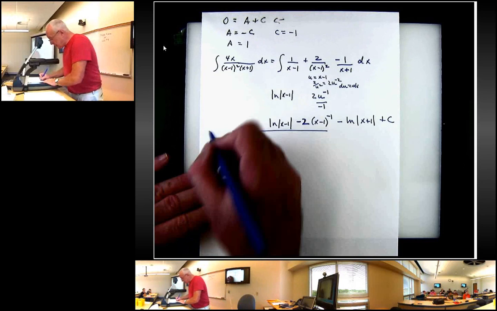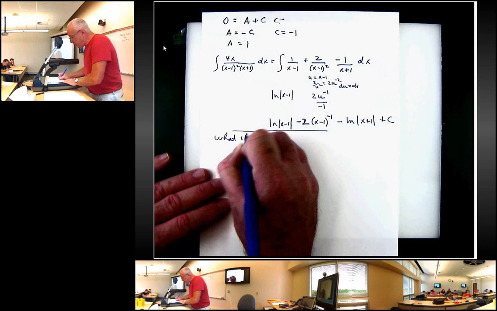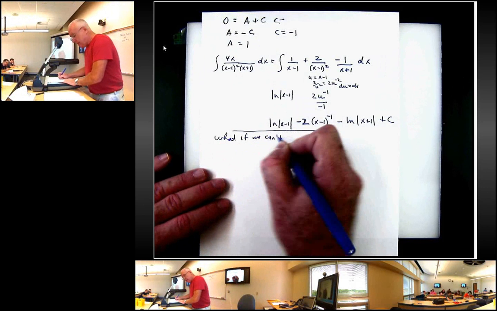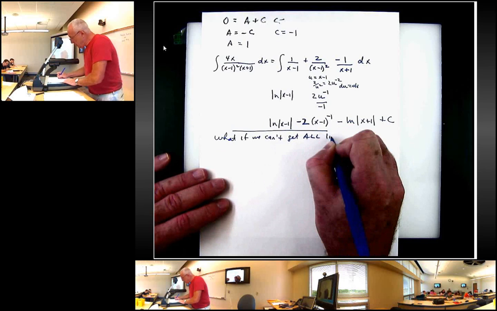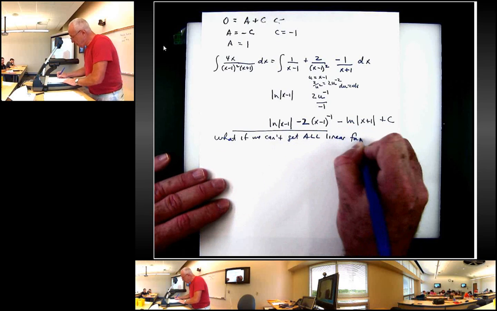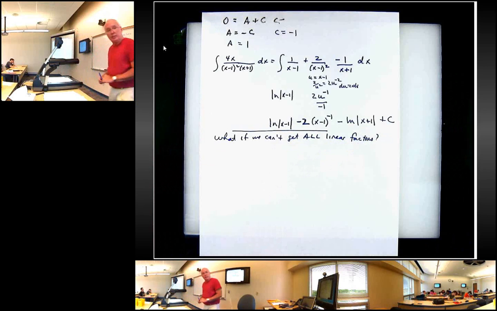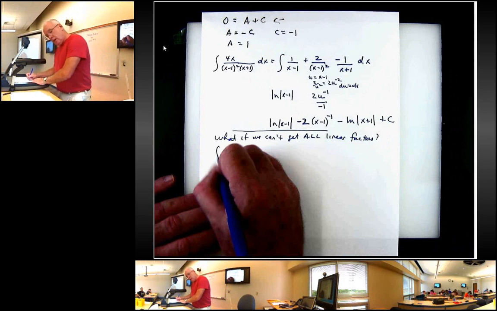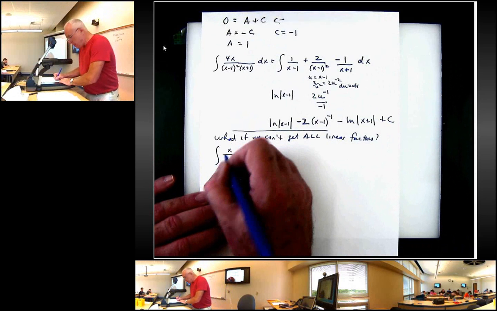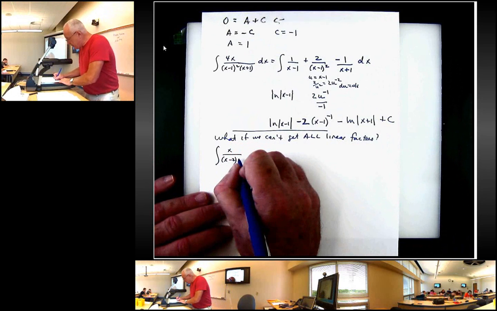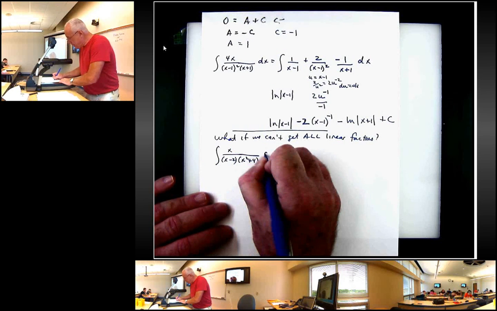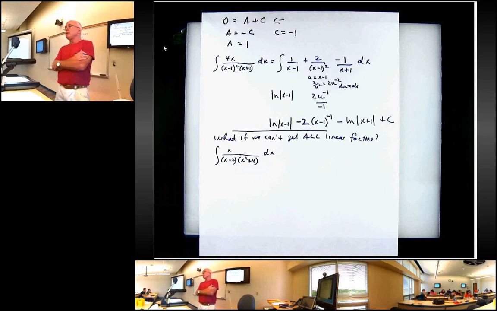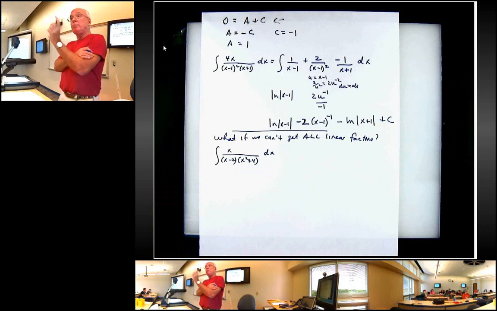So let's see here. This is our scenario right here. What if we can't get all linear factors? Okay. So here's the example that I want to show. Integral of x over x minus 2 times x squared plus 4 dx. Now, x squared plus 4, with real numbers, I cannot factor that any further. If it were x squared minus 4, it would be the difference of two squares. But it's not. It's x squared plus 4.